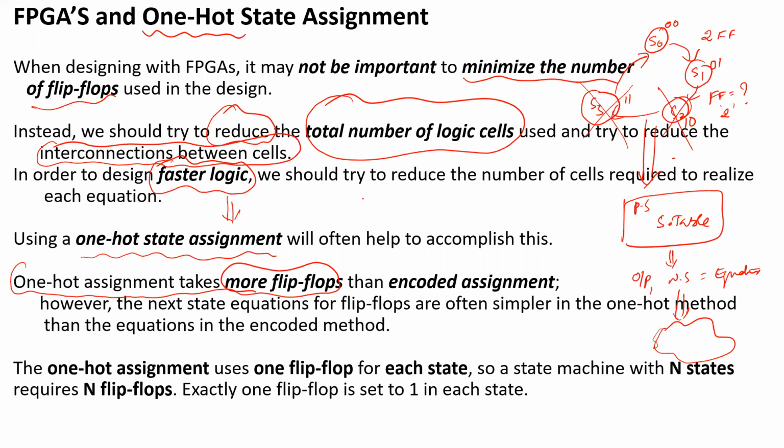For example, if 5 states are there, 5 flip-flops I need to use. If 100 states are there, 100 flip-flops I need to use.